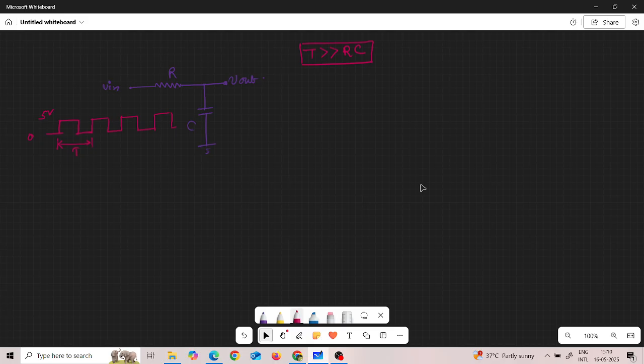One condition is given: the time period of this pulse is very much greater than RC. In other words, the time period is sufficient such that this RC circuit, or this capacitor, can charge or discharge. So now, how do we analyze this kind of circuit with this pulse input?